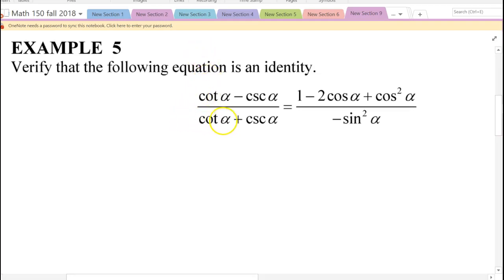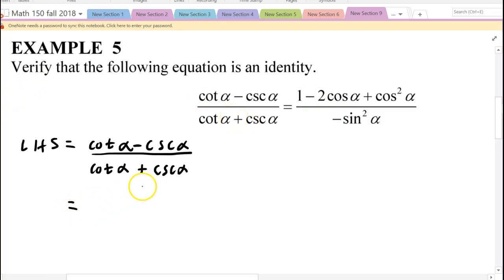So I don't know. I think maybe I would like to work on the left side, because the left side is already in terms of sines and cosines. So maybe there's some stuff we can do here, and maybe that'll transform it to the other side. So let's start with the left-hand side.